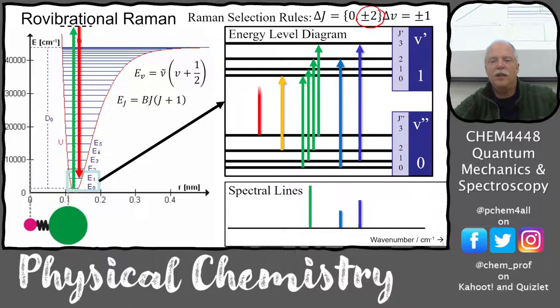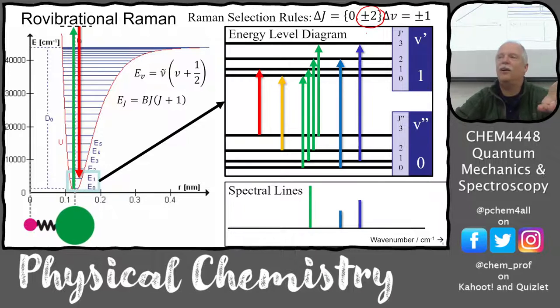And we could do the delta J minus two. I could start at two and go to zero. I can't start at one because I can't go to negative numbers, and I can't start at zero because I can't go to negative numbers. So the very first line on this branch starts at two and goes down to zero. Then we can start at three and go down to one.